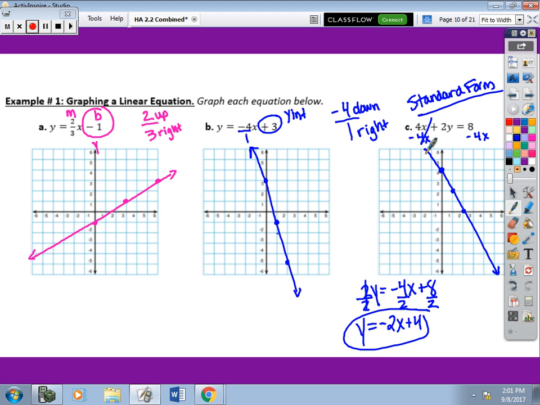Now, what's the other way you can do that without solving for y? Augie? You can make y 0 and then just solve for x, and then that would be the x-intercept, and then you can make x 0 and then you get the y-intercept. Perfect. You can find the intercepts.